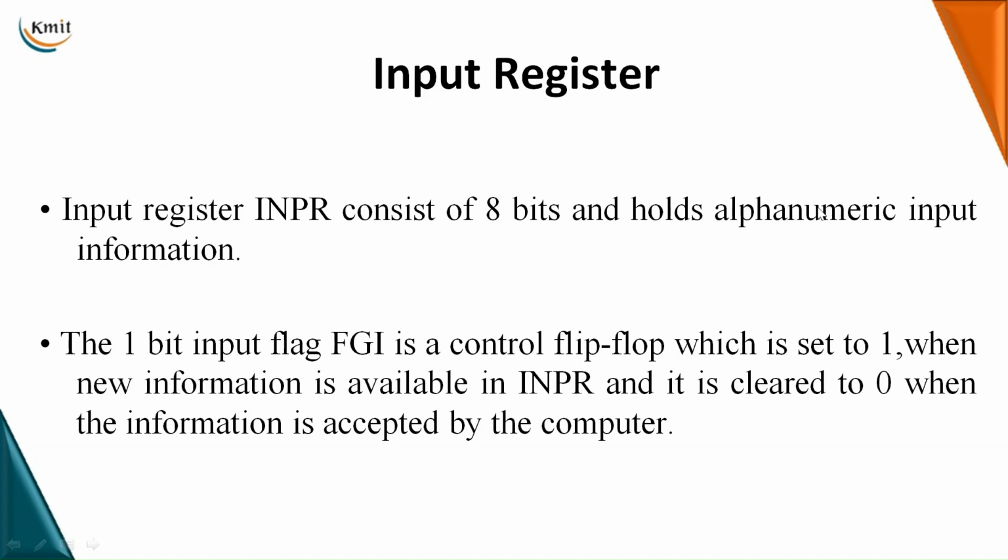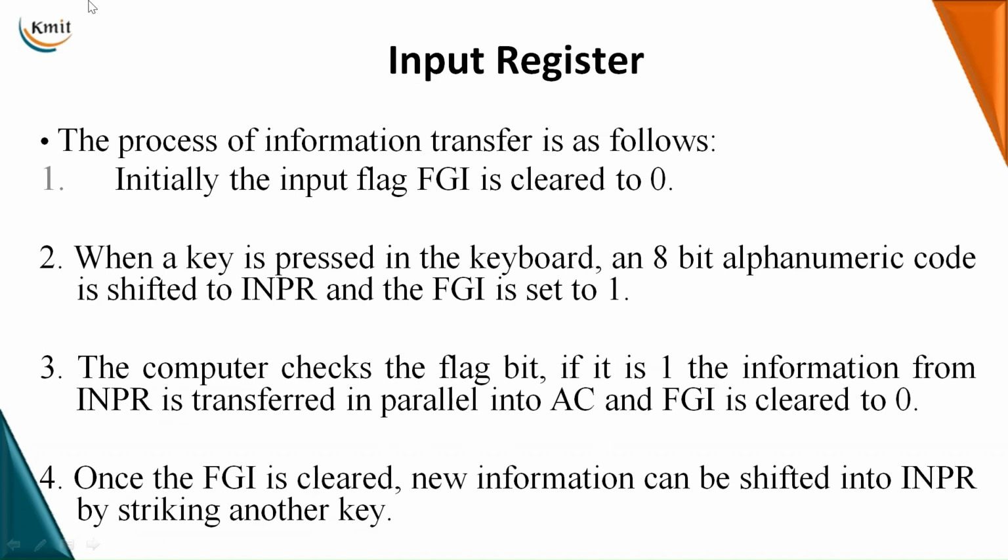So the input register is an 8-bit register which holds alphanumeric input information. And there is a flag bit for the input register called the FGI bit, which is a control flip-flop that can be set to either 1 or 0. It is set to 1 when new information is available in the input register. And it is cleared to 0 when the information is accepted by the computer, that is, when it is transferred to the accumulator register.